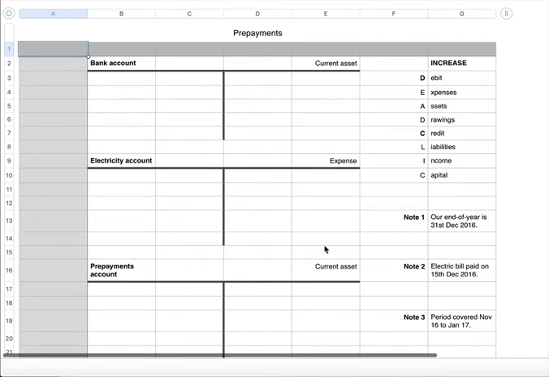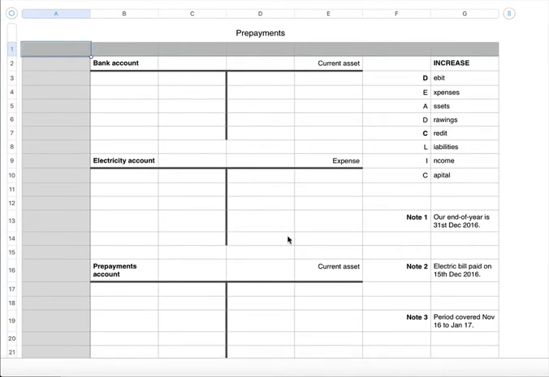So, a really simple example. We've got 3 T accounts here. We've got the familiar debit credit table here, which I always have, and we've just got 3 notes here that relate to what I'm about to do. We're going to assume in this very simple example that our year end is the 31st of December 2016. So these 3 accounts are going to go in the books up to 31st of December 2016. So we're going to say there's been an electricity bill which we've paid on the 15th of December 2016.